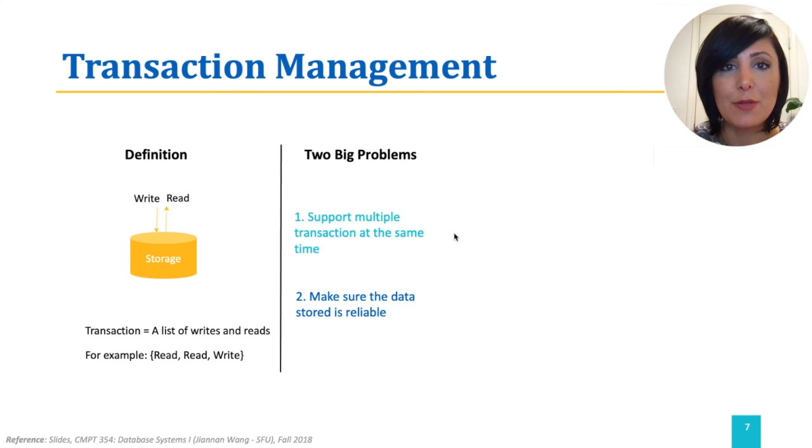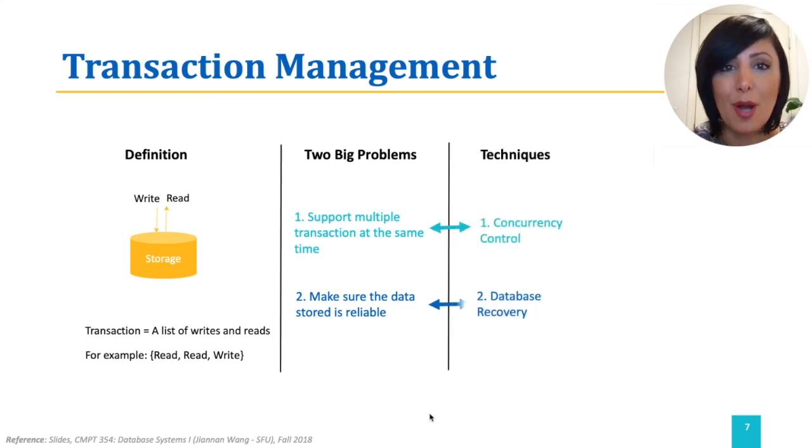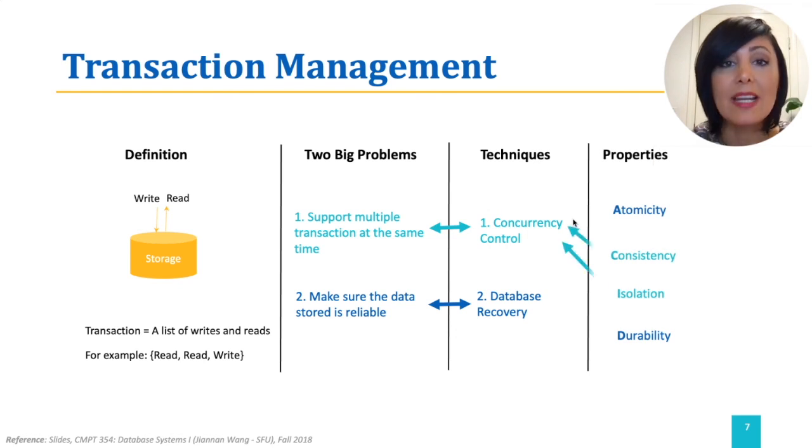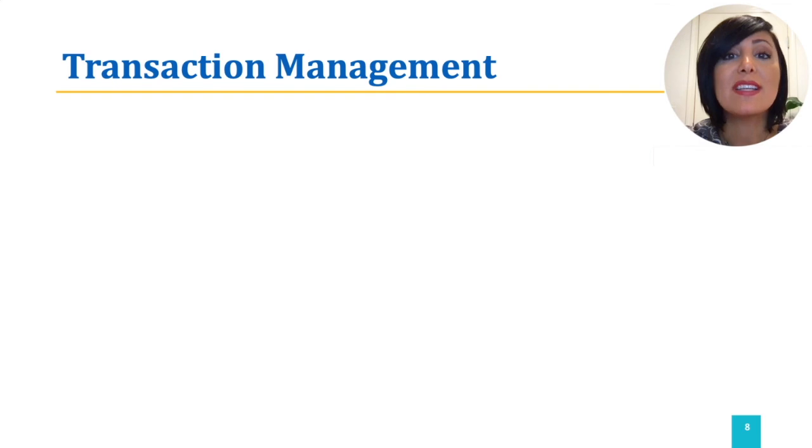In a database management system, our first problem is addressed by concurrency control mechanisms. These mechanisms ensure maintaining consistency and isolation properties. The second problem is addressed by database recovery mechanisms that ensure maintaining atomicity and durability properties. This defines the structure of our discussions in this module.